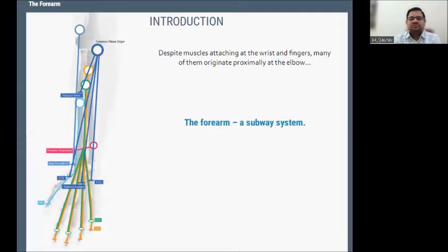As we all know, the forearm is the connecting link between the wrist and palm with the arm. But the maximum number of muscles which are present here actually come proximally from the elbow point, basically from the medial epicondyle or lateral epicondyle, as we know. And this forearm is actually a subway-like system, giving a pathway to the muscles from that region of the humerus towards the finger side, or the phalanges.